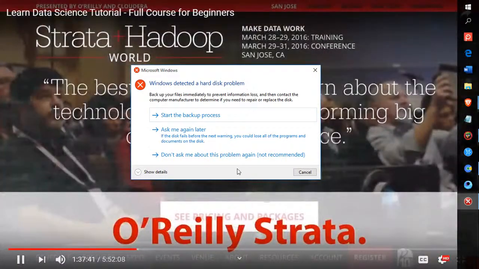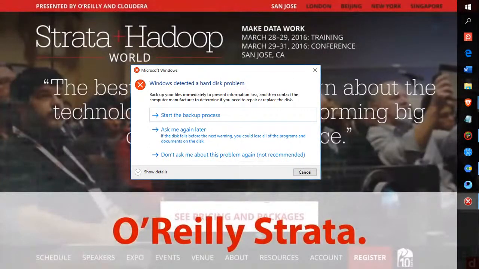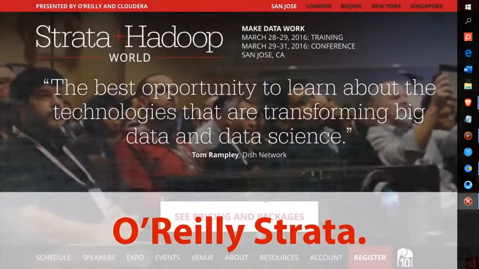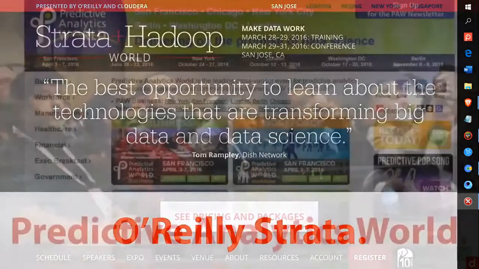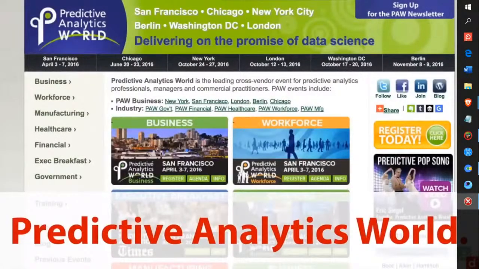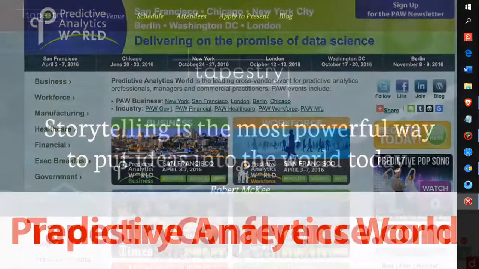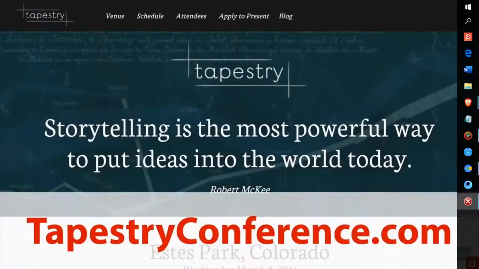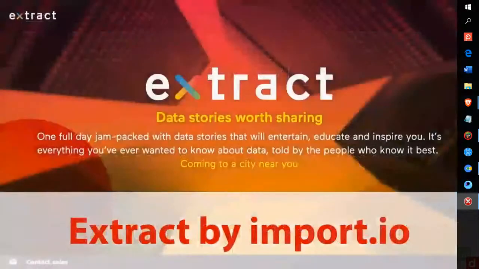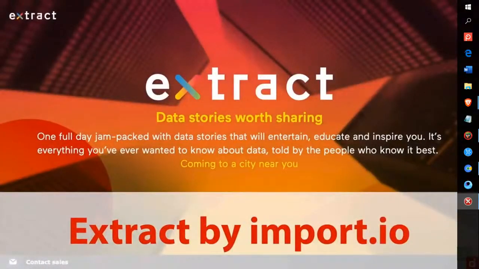You may also want to start getting involved in the community of data science. One of the best conferences that you can go to is O'Reilly Strata, which meets several times a year around the globe. There's also Predictive Analytics World, again, several times a year around the world. Then there's much smaller conferences. I love Tapestry, or tapestryconference.com, which is about storytelling in data science. And Extract, a one-day conference about data stories that's put on by Import.io, one of the great data sourcing applications that's available for scraping web data.